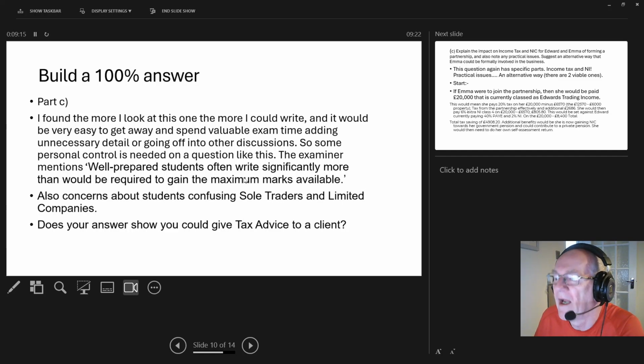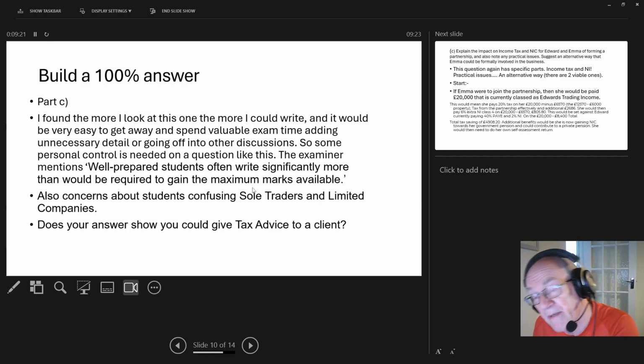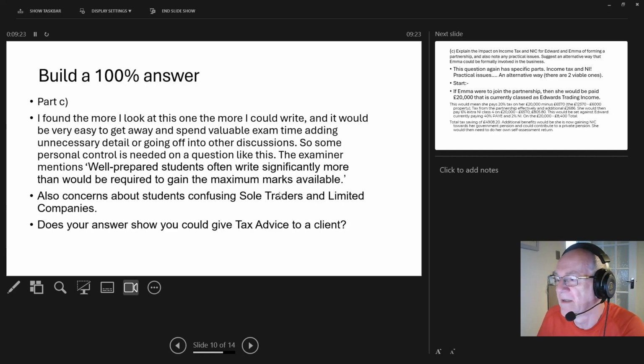Examiner's quote: well-prepared students often write significantly more than would be required to gain the maximum marks available on task 8 in particular. That's straight out of the most recent examiner's report. They also mentioned some concerns about students confusing sole traders and limited companies. This one's actually a partnership, so effectively unincorporated versus limited. And the examiner says, does your answer show that you can give tax advice, or does it sound like you can give tax advice to a client? Because that's what you're doing. You've got to think, this is my client, I'm giving them some advice.